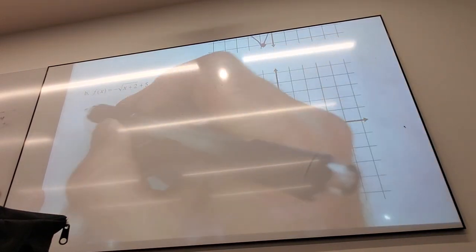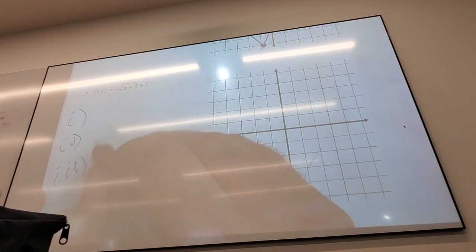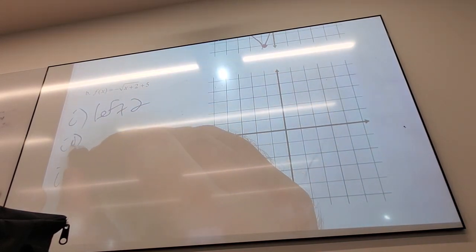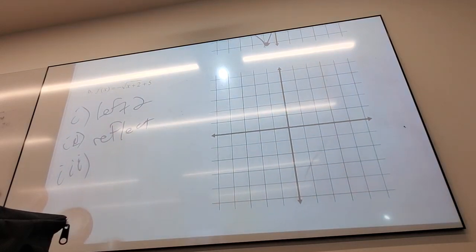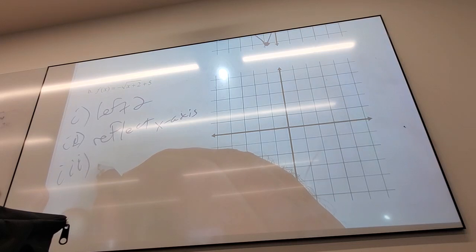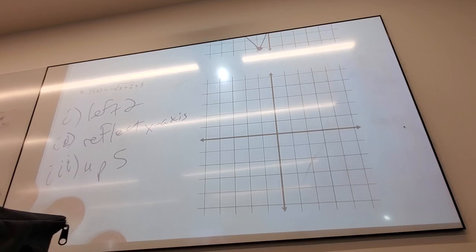So again, there's 3 here, right? What are they? First thing I'll do is left 2. Reflect on your life. No, reflect where? X-axis. And then up 5. Yeah, you can say translate. I love it. That's the official technical name.